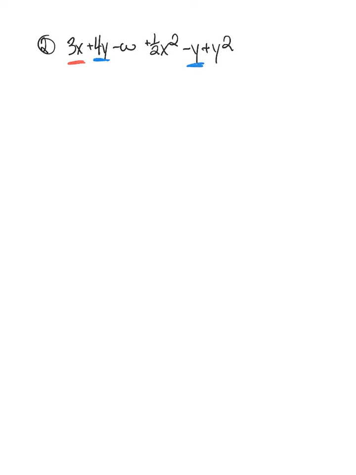Now let's look at the w's. No, there are no more single w's. There are also no more x squareds, and there are also, I don't have another color, no more y squareds. So this one is actually much easier than the first one we did, because it will equal 3x minus y plus 1/2 x squared plus y squared.